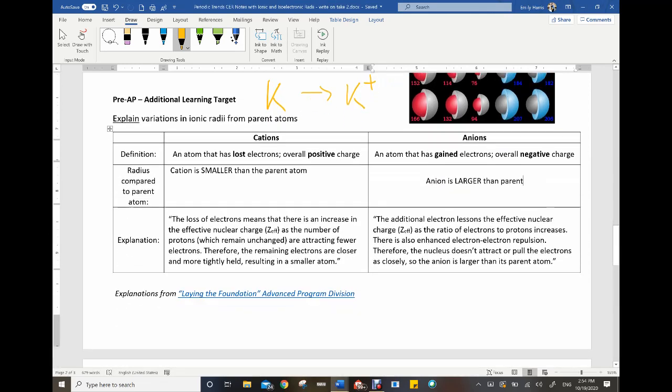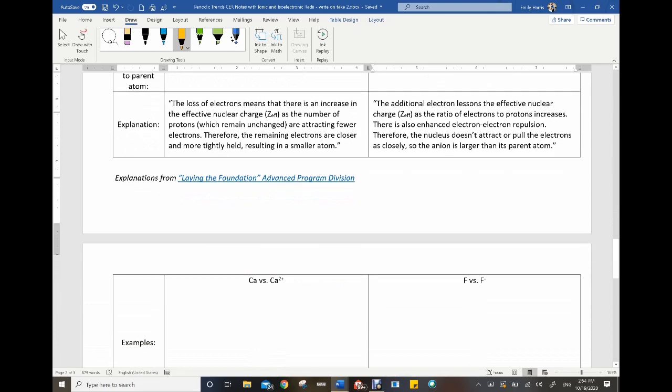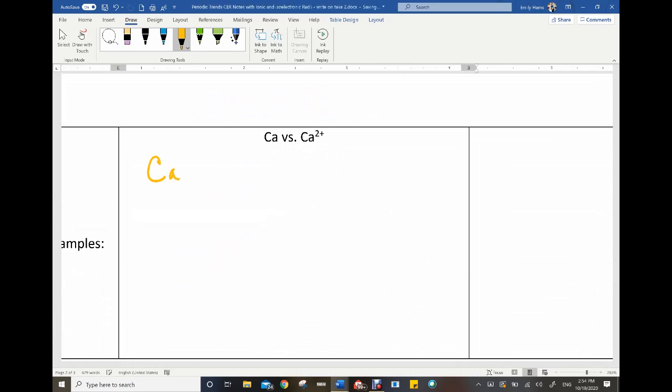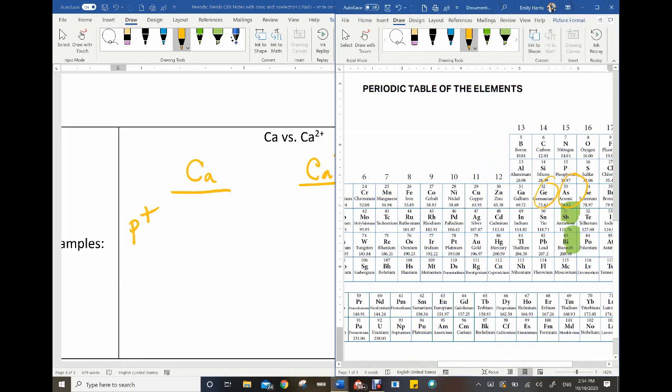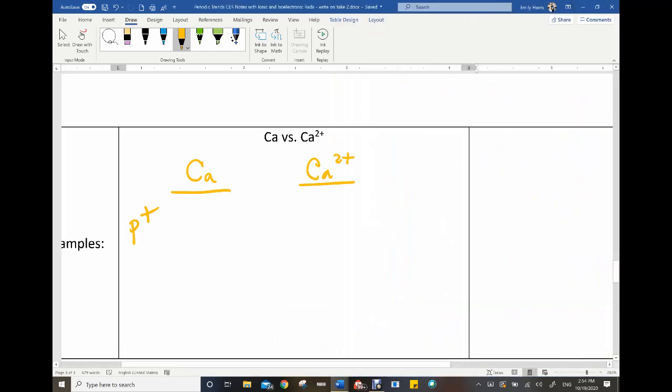So let's tackle cations first. Here we've got Ca versus Ca2+. If we look at these, they're both calcium, and so their number of protons is going to stay consistent. I'm going to give myself a little more room here. If we find calcium on our periodic table, we'll pull it up one more time. Calcium is going to have 20 protons based on its atomic number.